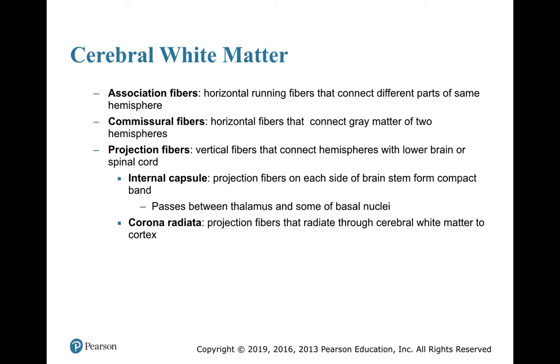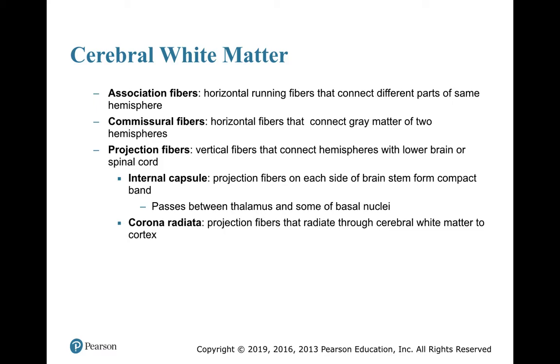So association fibers, horizontal, means they're moving in the same region of the hemisphere. The commissural fibers are still horizontal because they're not carrying information down to the rest of the body. They're carrying it across to the other hemisphere, while the projection fibers are going to other places, either lower parts of the brain or the spinal cord, which would then carry the information to the body.